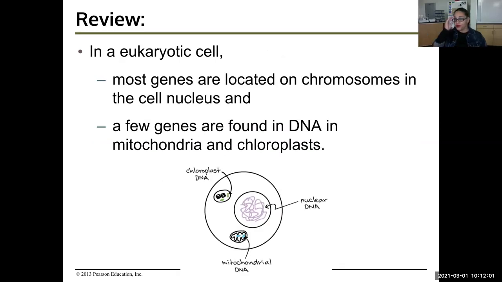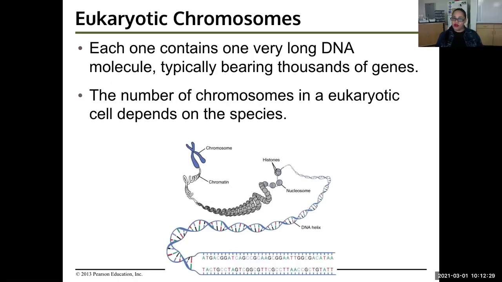So to review, you guys already went over this in chapter 4, I think. In a eukaryotic cell, most genes are located on chromosomes in the nucleus. A few genes are found in the mitochondria and chloroplasts, but most of it is in the nucleus. Each chromosome contains one very long DNA molecule, typically bearing thousands of genes. And the number of chromosomes in a eukaryotic cell depends on the species.